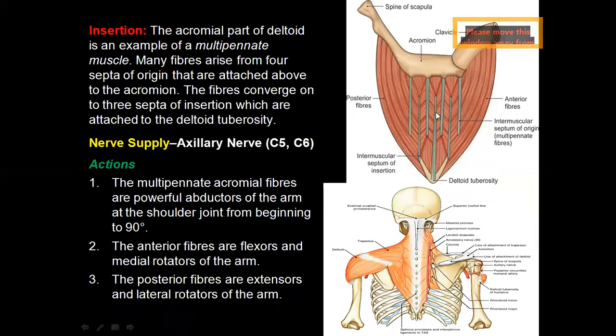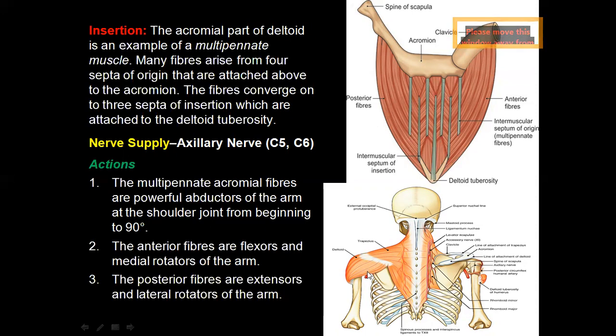So the acromial part of the deltoid is an example of a multipinnate muscle. Many fibers arise from four septa of origin that are attached above to the acromion, and the fibers converge onto the three septa of insertion, which are attached to the deltoid tuberosity. The nerve supply of the deltoid is the axillary nerve. If you remember yesterday's class, that comes from the posterior cord of the brachial plexus, and the root value is C5 and C6.